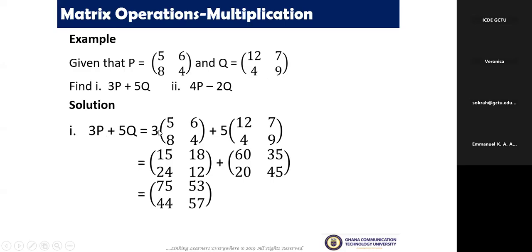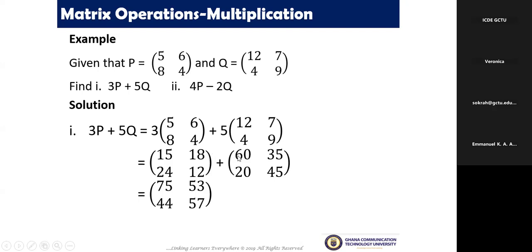3P, that's what you multiply. So 3 multiplying the elements in the matrix P. Then 5 times Q. So 5 will also multiply the elements in the matrix Q. So each of them. So you have 3 times 5, that gives us 15. 3 times 6, that gives us 18. 3 times 8, that gives us 24. 3 times 4, that gives us 12. And we come to Q, 5 times Q. So 5 times 12 gives us 60. 5 times 7 gives us 35. 5 times 4 gives us 20. And 5 times 9 gives us 45.